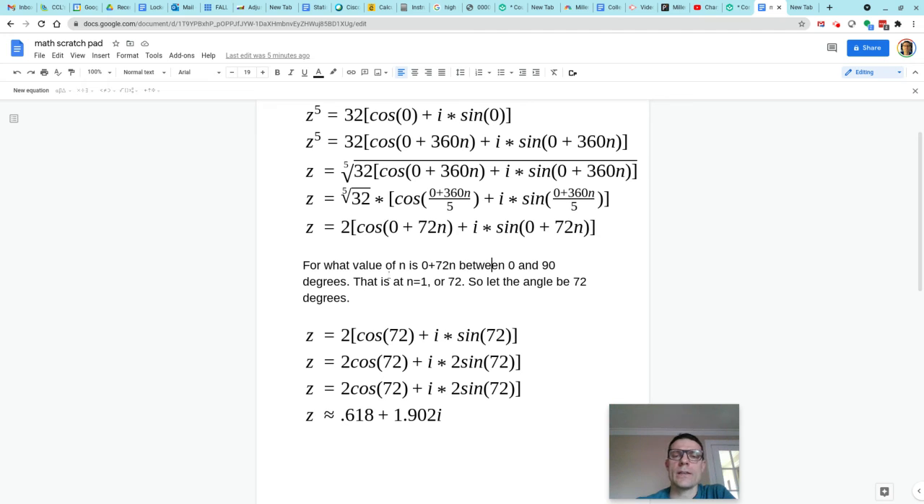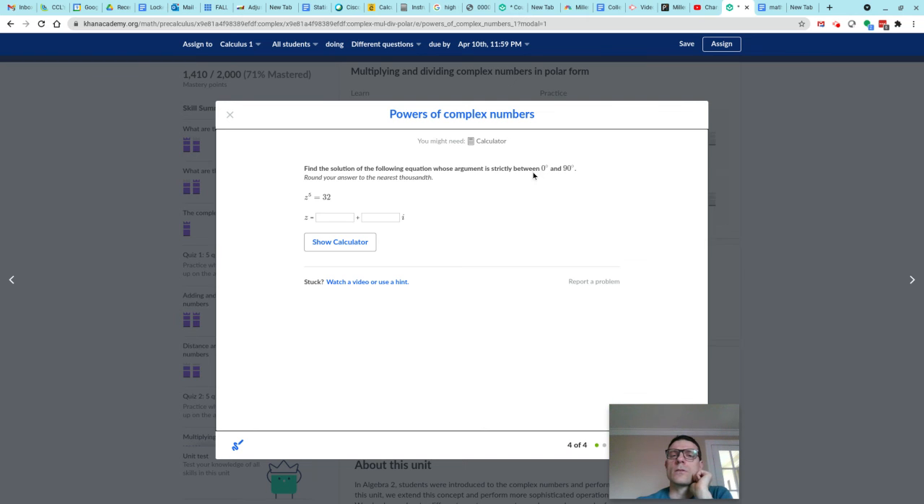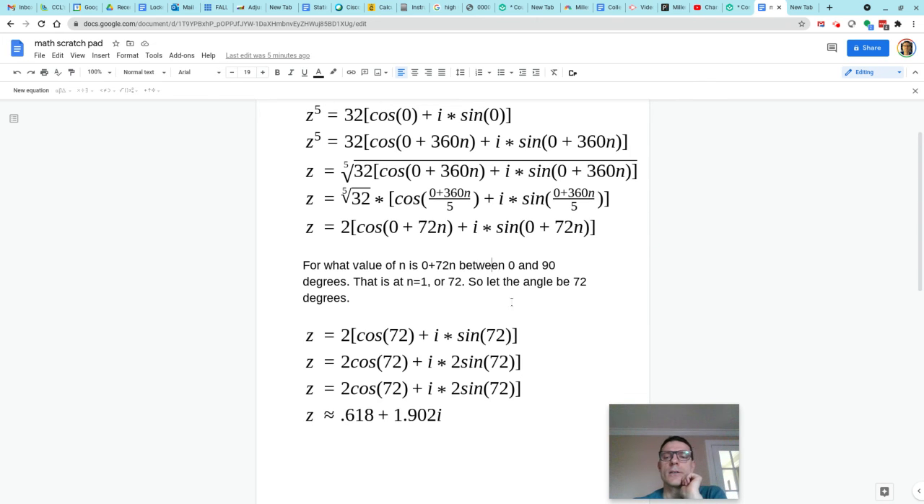And then here's where we have to take into account what they asked us over here, that the argument of the polar form of the complex number be between 0 and 90. So we just want to find out which n would make 0 plus 72n between 0 and 90, and that's a 1. It's like the first turn of the number. So instead of this generalized solution, we're just going to look for this specific solution that they want and let the angle be 72.